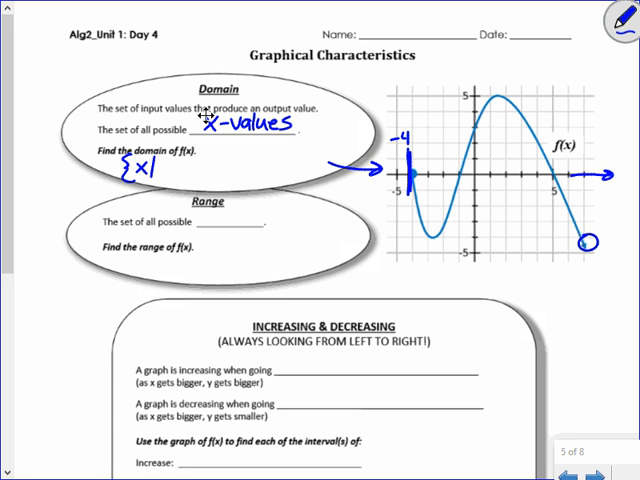In set builder notation, we have to use an inequality. So we're going to say x such that x is greater than or equal to -4. It's equal to because this is a closed dot right there, and it's greater than because we're going to the right of -4. All of the x values would be either -4 or a number higher than that.